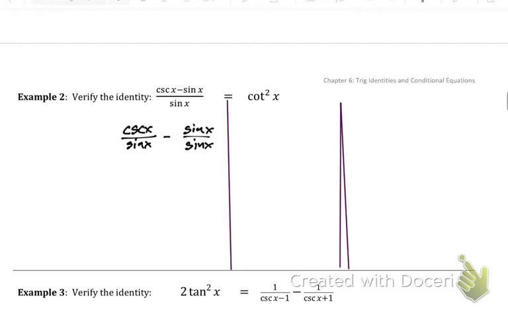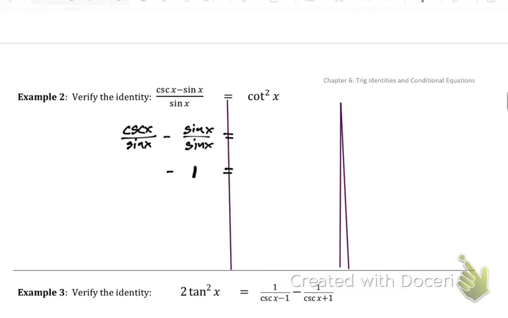Well, one of those fractions is really easy to deal with. And that's that sine x over sine x, that just equals 1. So I can already go down here and I can write a 1 there. Maybe I should save myself a little bit more room. All right, cosecant over sine x.